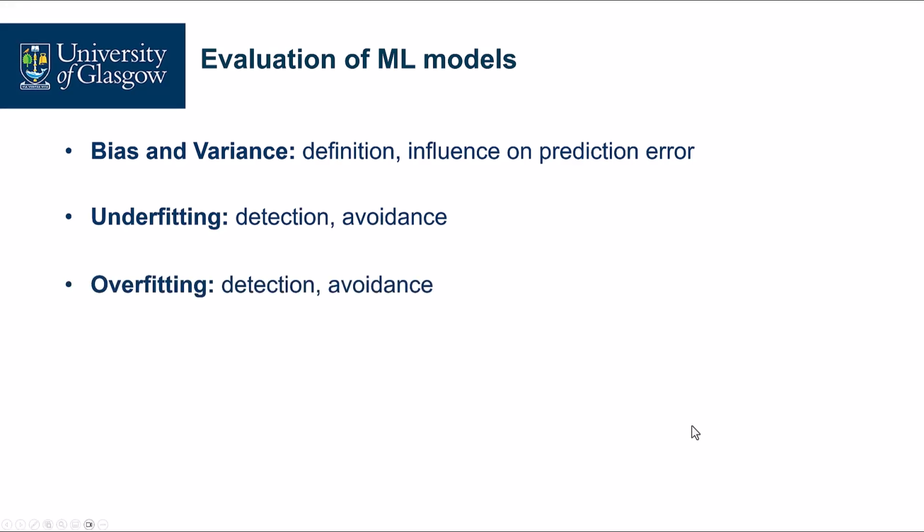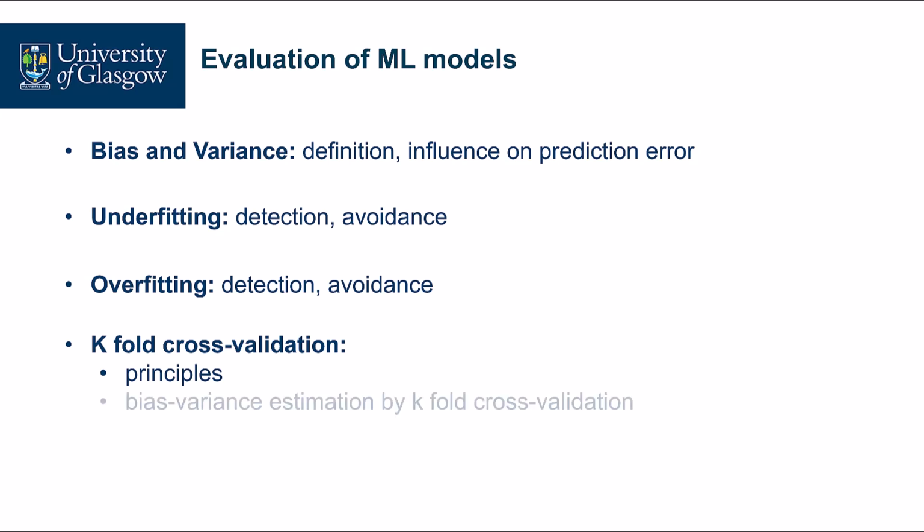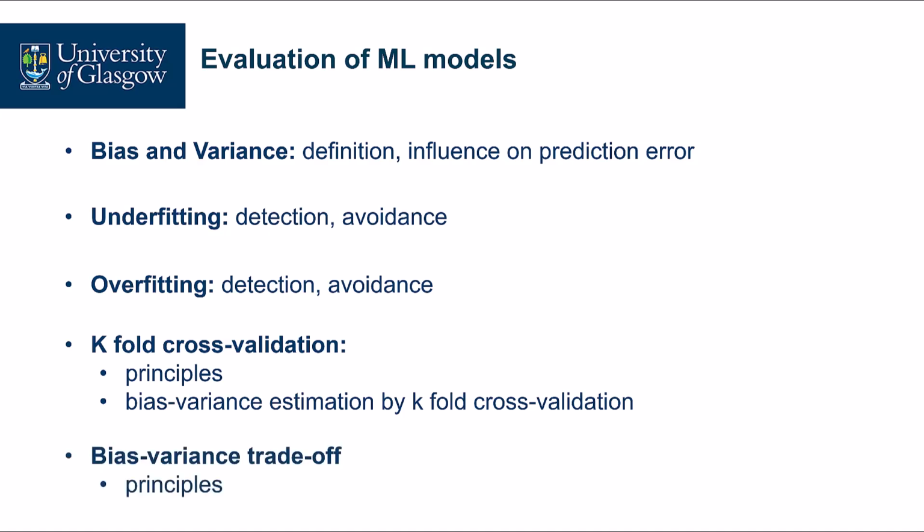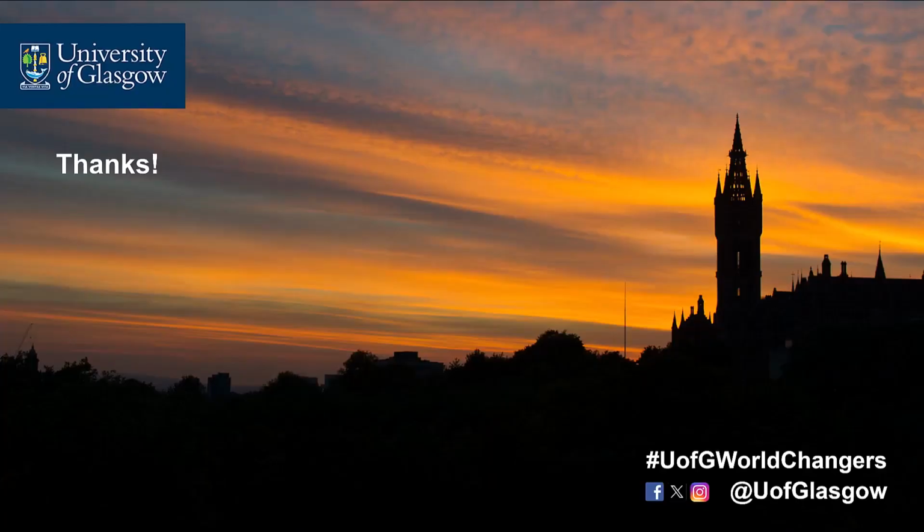Then we introduce the k-fold cross-validation, including its principles, how it works, and as well as the bias and variance estimation using the k-fold cross-validation. At last, we introduced the bias and variance trade-off, including its principles, as well as how to get a good fitting, considering their trade-off. So these are all the concepts that we have introduced in these 2 weeks.